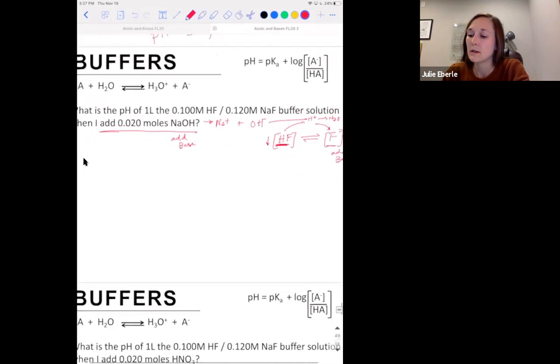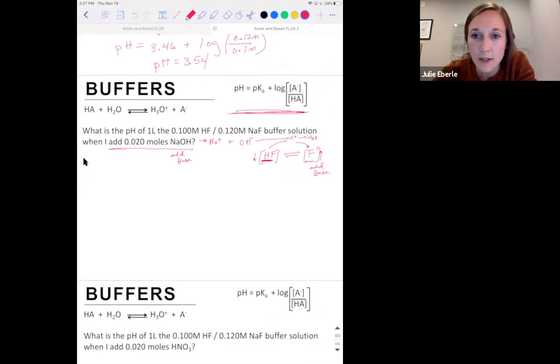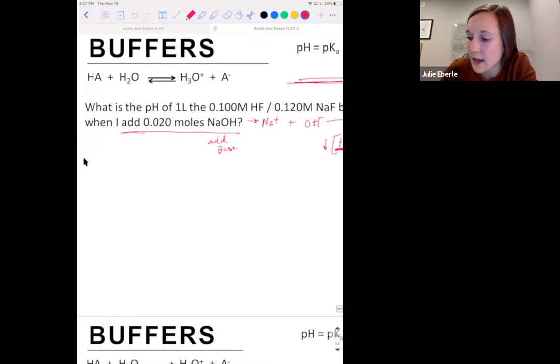So we need to recalculate the concentration of our weak acid and conjugate base before we go and plug it into our equation up here so that we can see how pH changes, hopefully minimally. And to do that, it says that we add 0.02 moles of NaOH, and it says that we have 0.1 molar HF and 0.12 molar NaF.